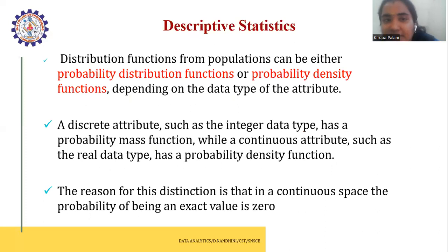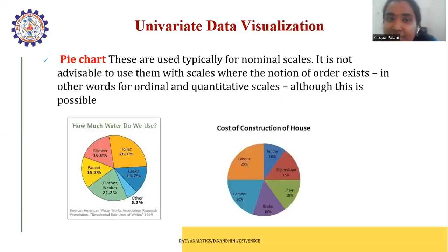Next is descriptive statistics. Distribution functions from a population can be either probability mass functions or probability density functions, depending on the data type of the given attribute. Discrete attributes such as integer data types have a probability mass function, while continuous attributes such as real data types have a probability density function. The reason for this distinction is that in the continuous case, the probability of being exactly one value is 0.